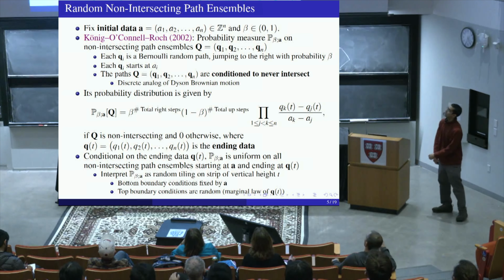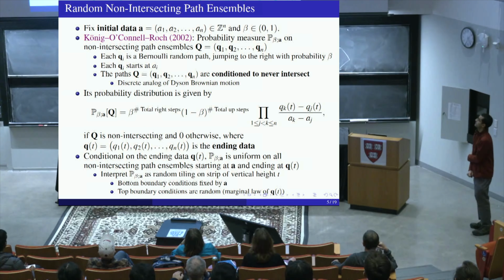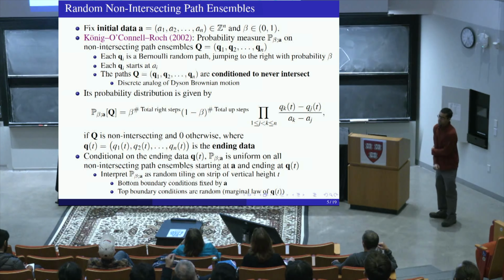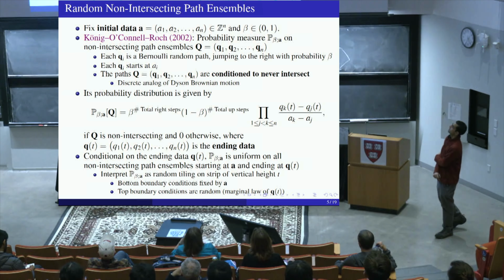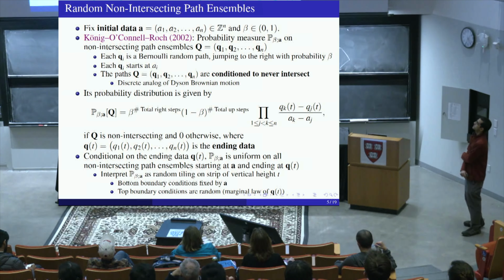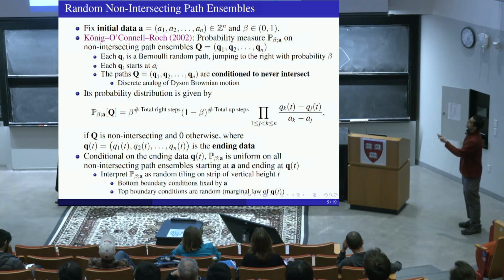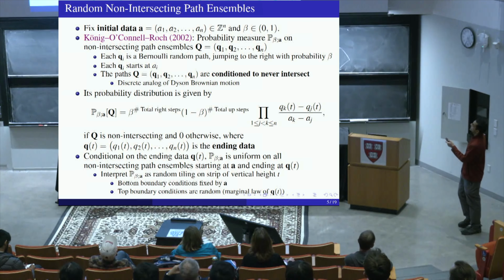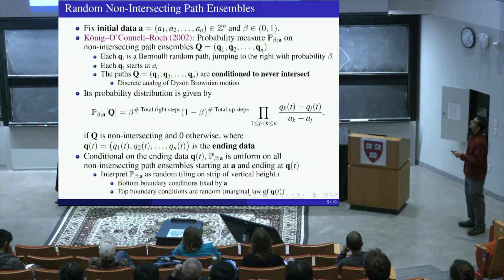That model was introduced by Koenig, O'Connell, and Rock, or at least it was studied in some level of detail by these three authors around 20 years ago. It proceeds as follows. We'll fix some initial conditions. Imagine that you have n paths, little n, and this boldface A is the initial data. It's where the paths all start. So I have A1, A2, all the way to An. Then I'll consider a probability measure, which I'll call P beta of A. A is indexing the initial data. Beta is indexing the drifts in the paths, which I'll explain in a few moments.